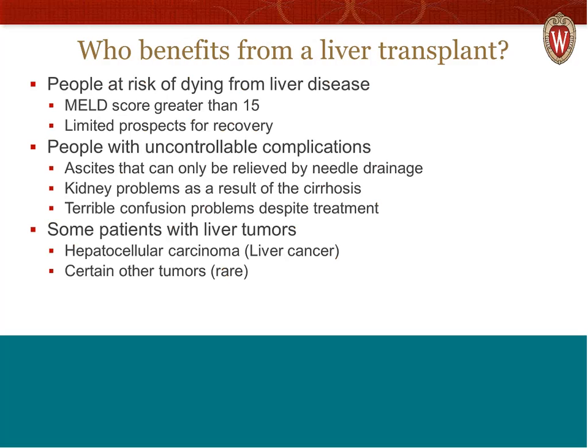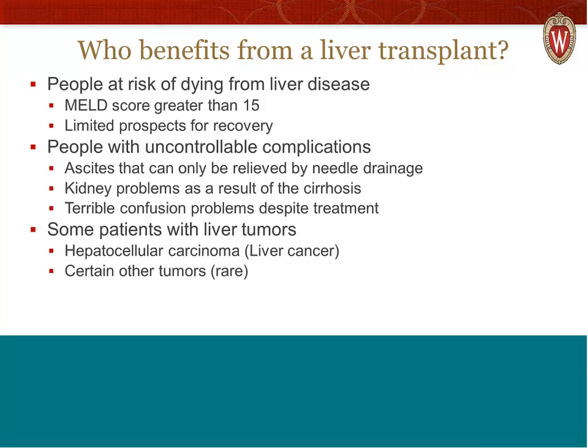I will say the caveat to that is they have to have limited prospects for recovery. So if somebody has a previously untreated condition that we can treat and their MELD score might drop, then that may change the scenario a little bit. But assuming that things aren't going to get any better from where they're at, and cirrhosis is usually an irreversible condition, then we start talking about transplant at a MELD of 15.